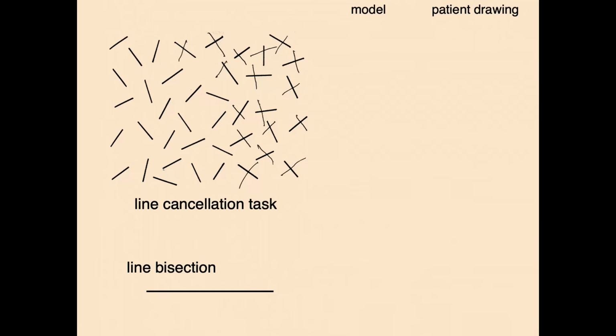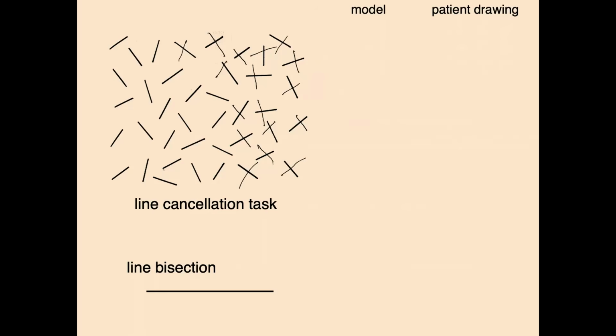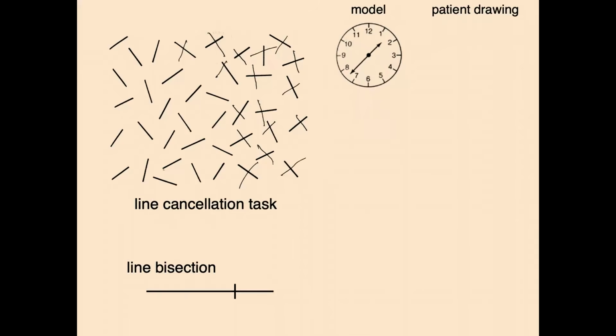So this is a line cancellation task, part of a standard assessment. You give them a piece of paper that's got all these line segments, and you ask them to put a mark through every line segment, and this is what somebody with neglect would do. They X out a lot of the line segments on the right, but none of the ones on the left. You can ask them also to do a line bisection task, so put a marker through the middle of the line segment, and they're way off the center. You can ask them to copy pictures. So here's the model. It's a clock. This is an actual drawing by a patient with neglect.